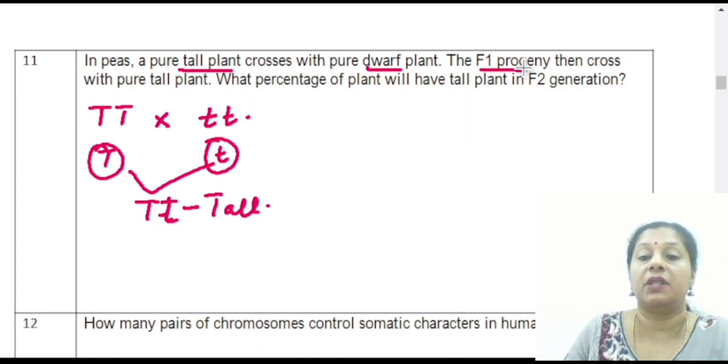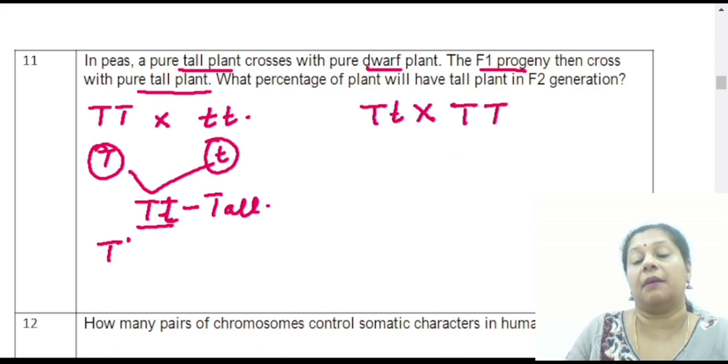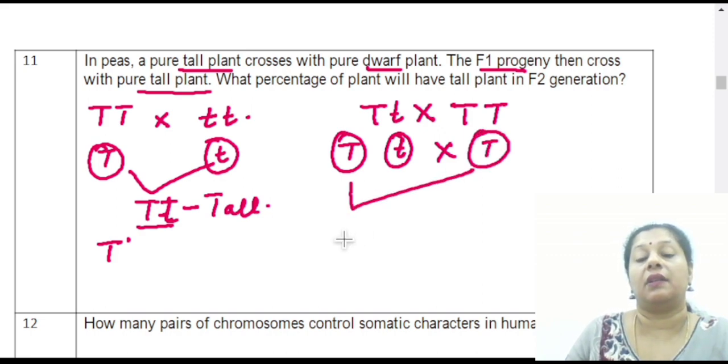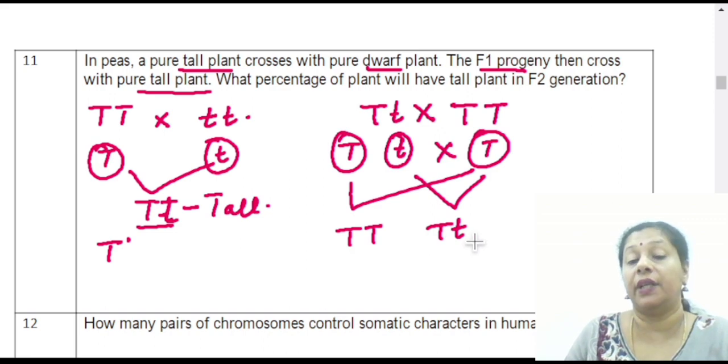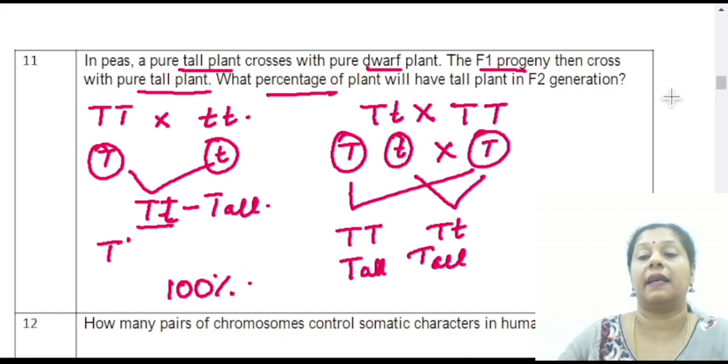But the F1 progeny we are crossing with the pure tall plant. So capital T, small t is the F1 progeny, but we are crossing with the pure tall plant, capital T. So the first one will produce 2 types of gametes, whereas the second one only 1. So this will become tall. This also will become tall. Though it is heterozygous, it is tall. This is also tall. So what is the percentage? 100% tall plants we will get.